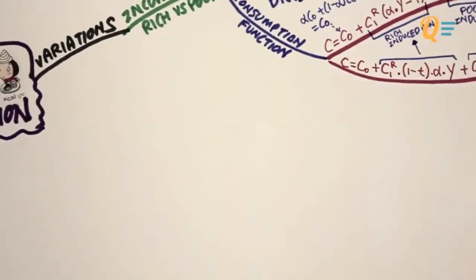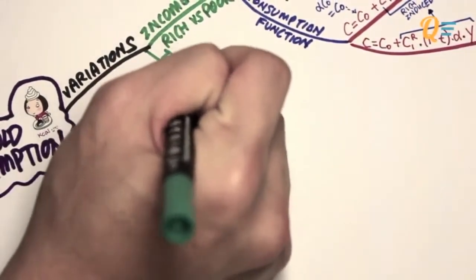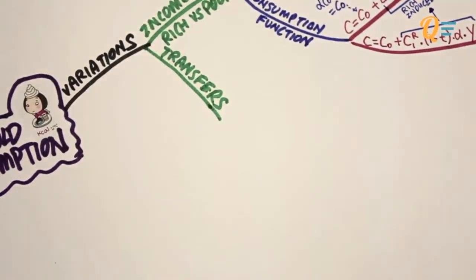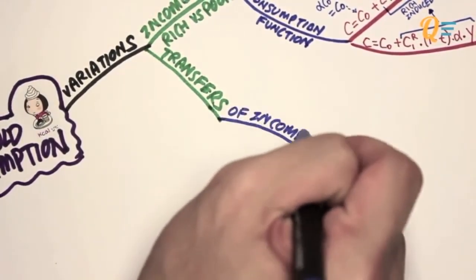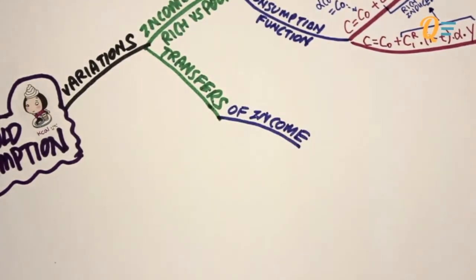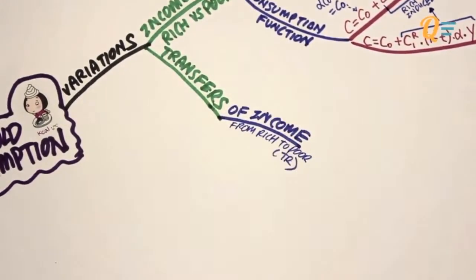Okay, I hope you're ready to take this up a notch. We're going to keep all the scenarios. We're going to add in an extra scenario whereby there's going to be a transfer of income from the rich people to the poor people so that there will be a smaller income gap. So let's start with a lump sum transfer of the rich income to the poor, and we're going to denote this lump sum as TR.